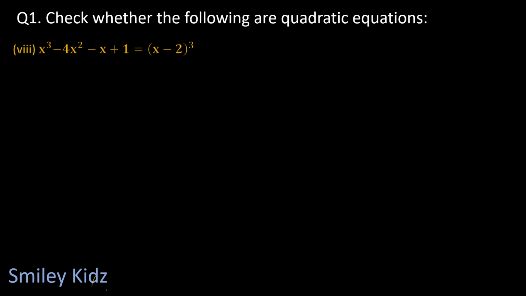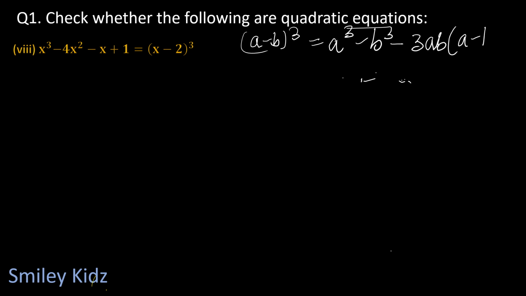Moving ahead, we have x cube minus 4x square minus x plus 1 is equal to x minus 2 whole cube. Now what is a minus b whole cube? It is a cube minus b cube, isn't it? Minus 3ab into a minus b. This is the formula for a minus b whole cube. And apply it in the equation. And try to simplify this.